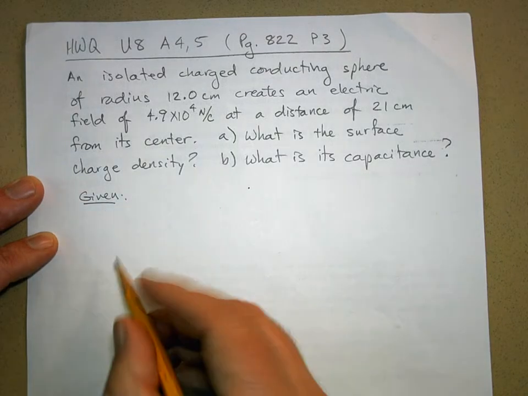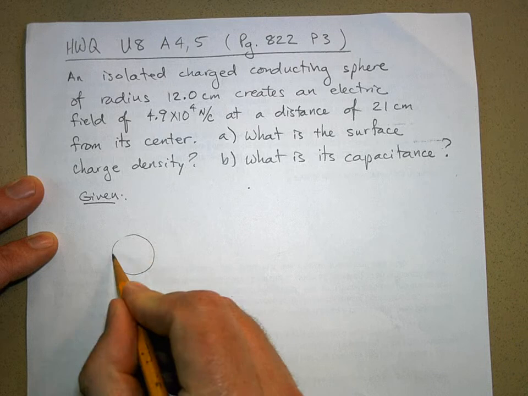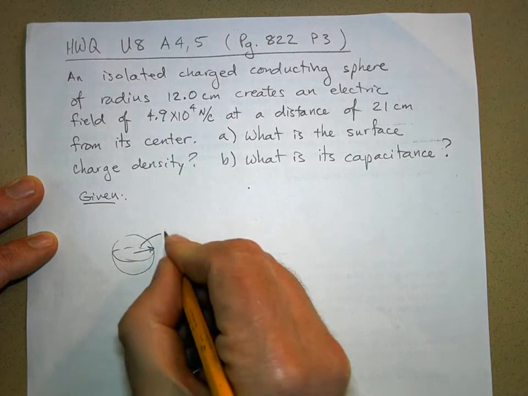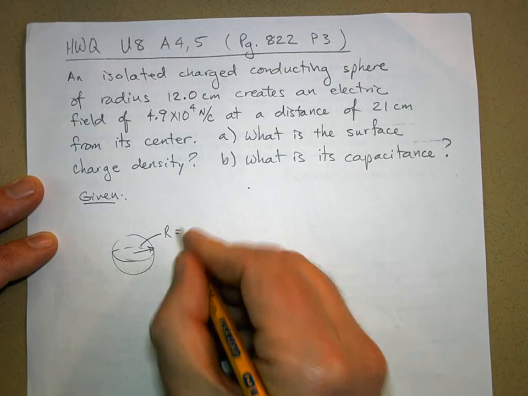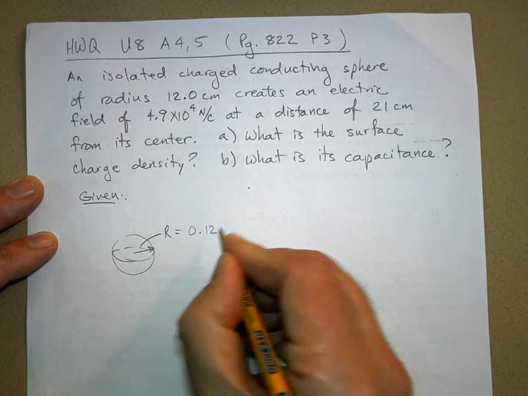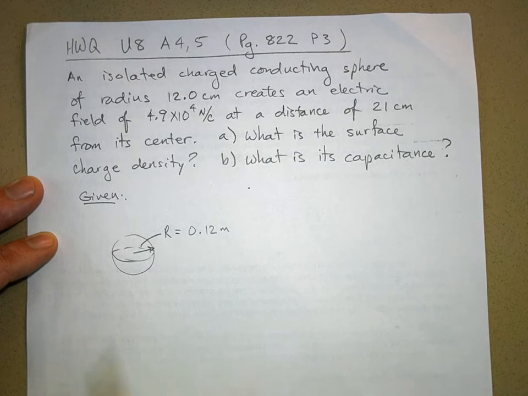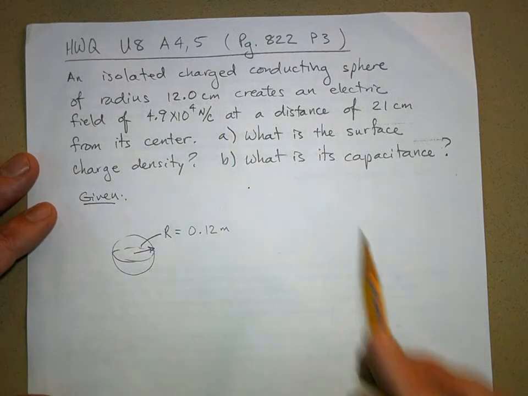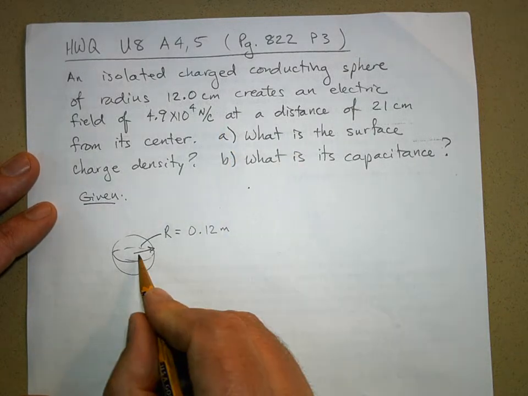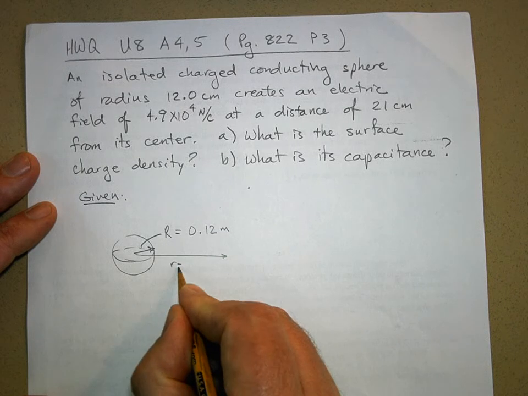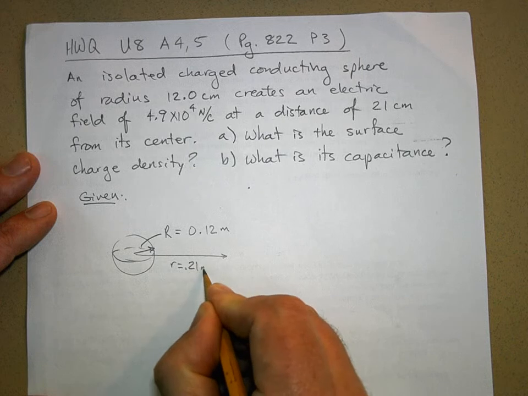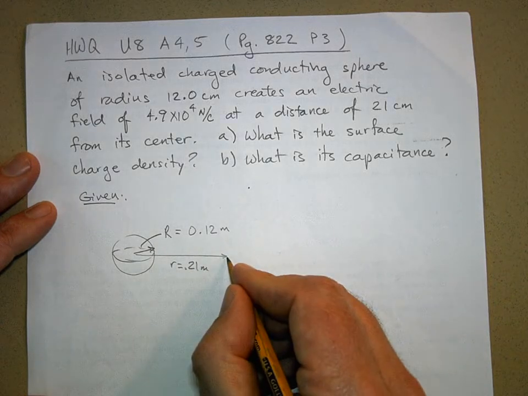I've got a charged sphere. And the radius of that charged sphere, I'll use capital R for that, is 0.12 meters. I always try to make the unit conversion in what's given so I don't mess it up later, especially if it's easy. Out here, I'll say little r equals 21 centimeters or 0.21 meters. And obviously, I'm not drawing this to scale.